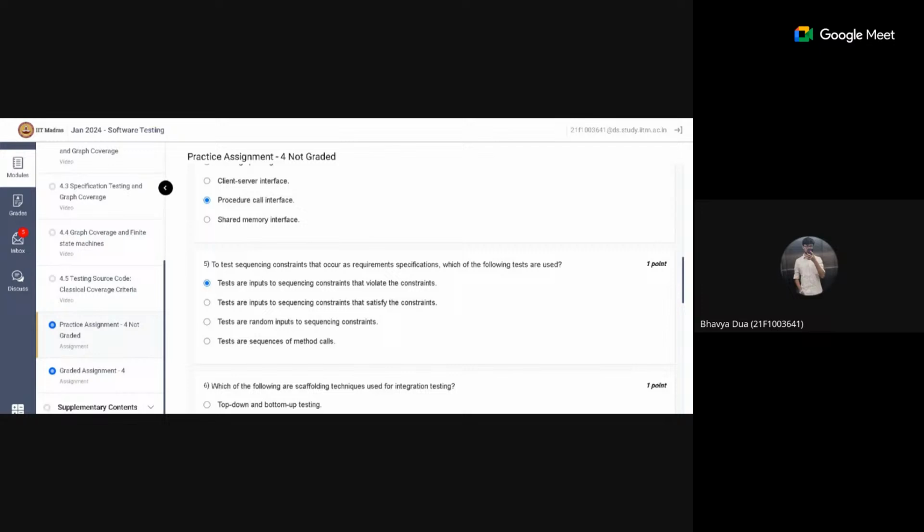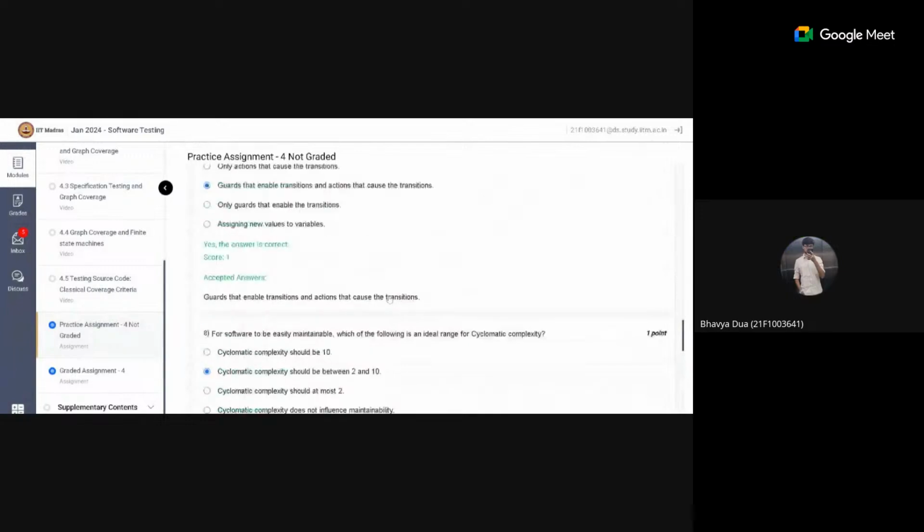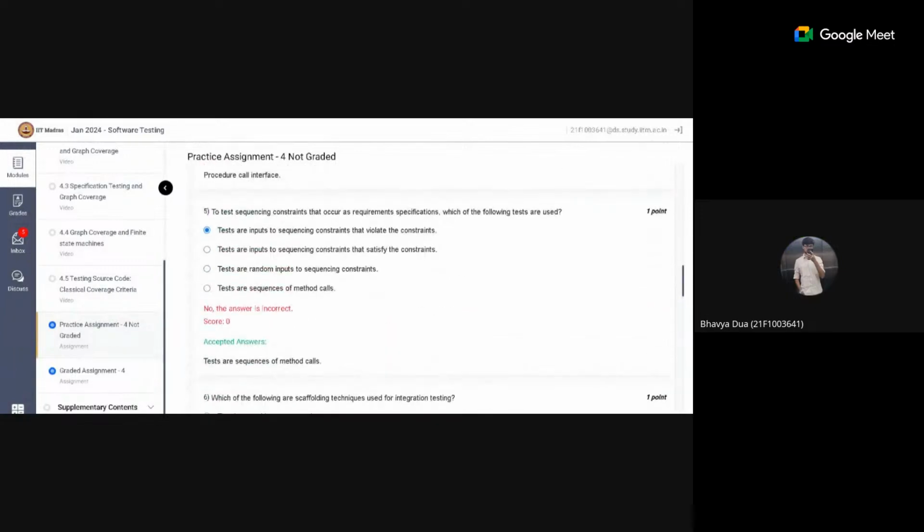Hope that's clear. The main problem is the answer key says that it's this option which is correct. Test the sequences of method calls, is it? Yeah, the definition is obviously correct, but yes, it is indeed the sequences of method calls.